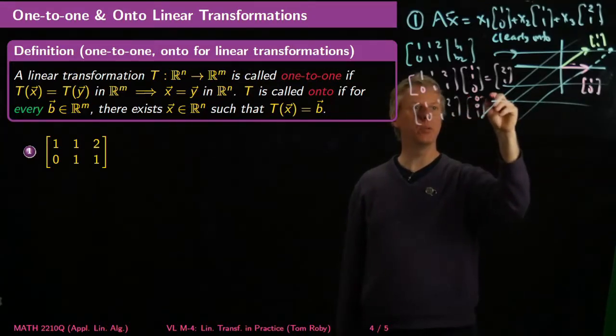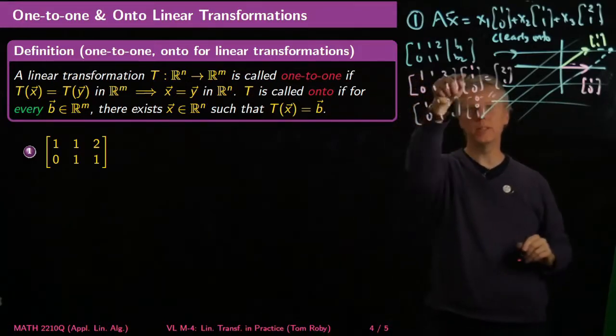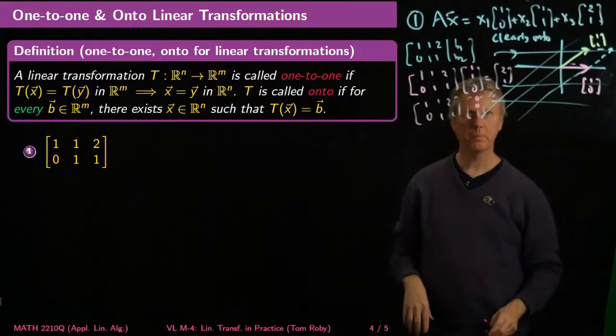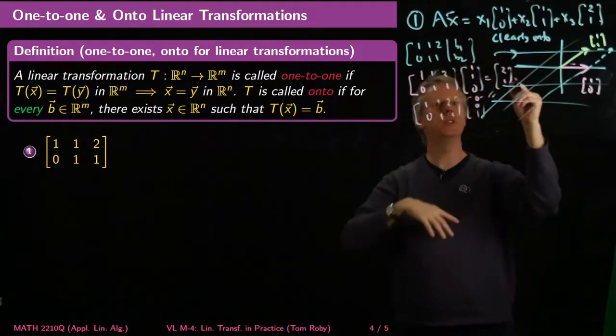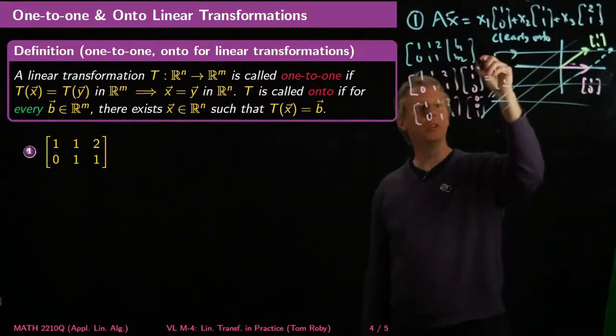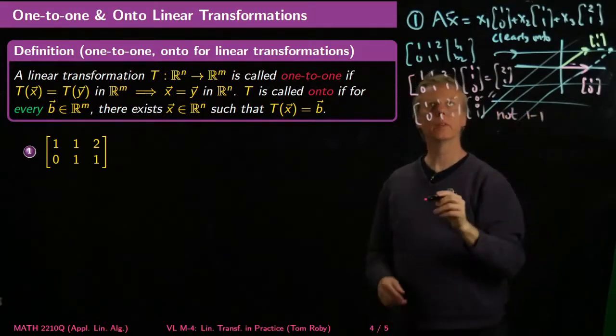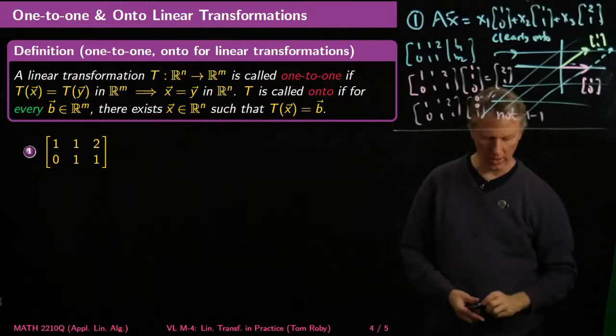Because when I apply 0, 0, 1 to this, I also get 2, 1. So that means I've got two different input vectors that give me the same output vector, so it's not one-to-one. Okay, so this one is clearly onto, but not one-to-one. All right, so that's one.